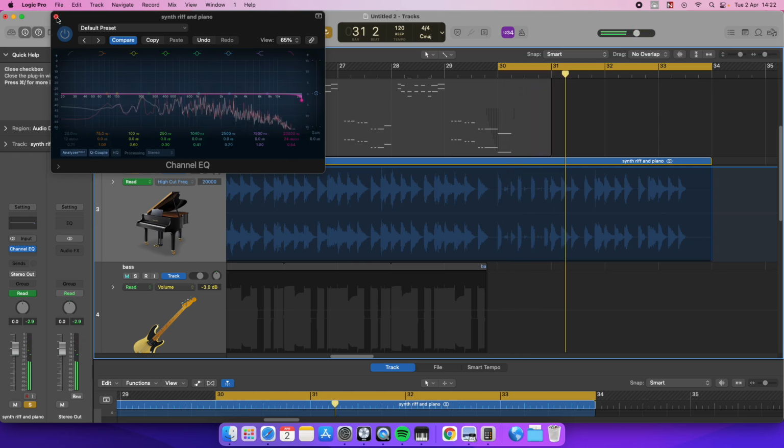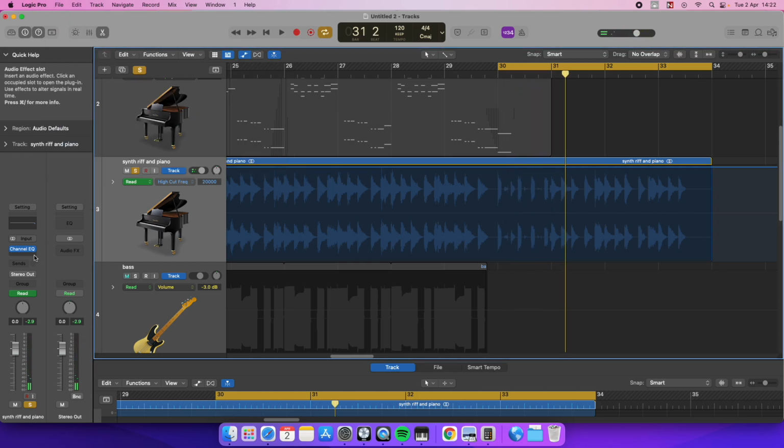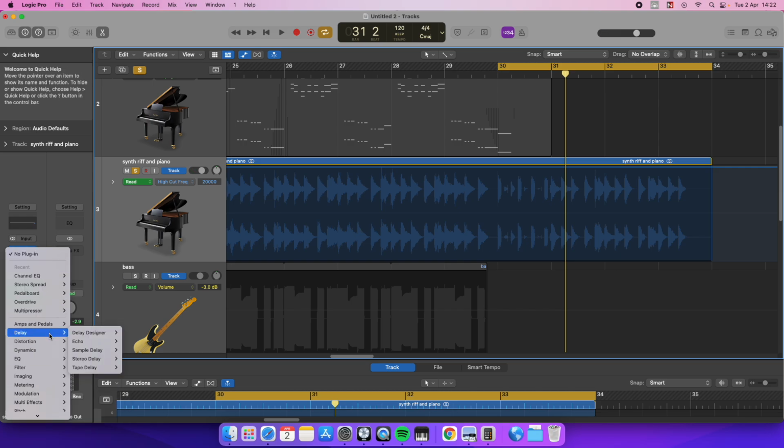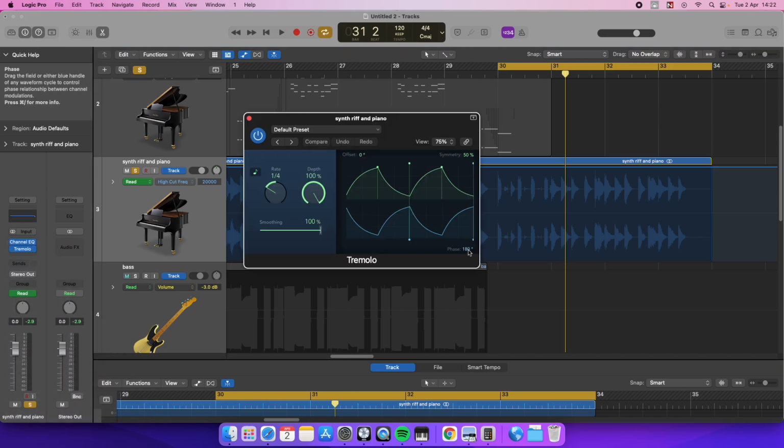Okay, so it's a tremolo. We figured this out earlier. Tremolo effects. Let's put a tremolo on, and modulation. Square wave. So you can change the phase here, I believe. No, it's not the phase. Which one do I want? Is it the smoothing? There we go.